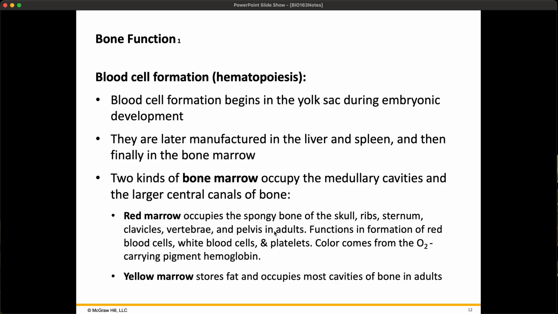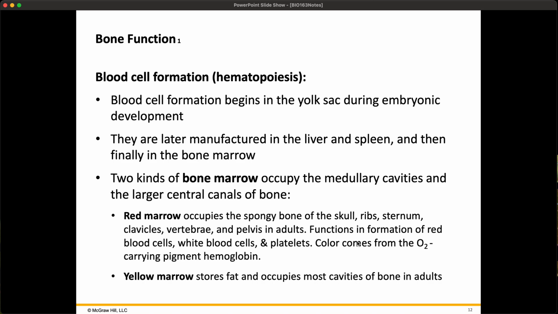The reason we specify adults is because in children, most of their bones are filled with red bone marrow. A lot of their long bones are filled with red bone marrow because children have a higher need for blood cell production. They have much, much higher rates of growth and repair than we do as adults. But as they age, that starts to shift into yellow until really the red bone marrow is only in these few bones here.